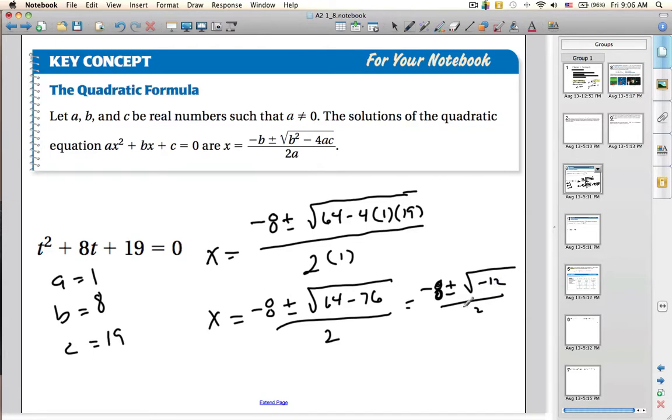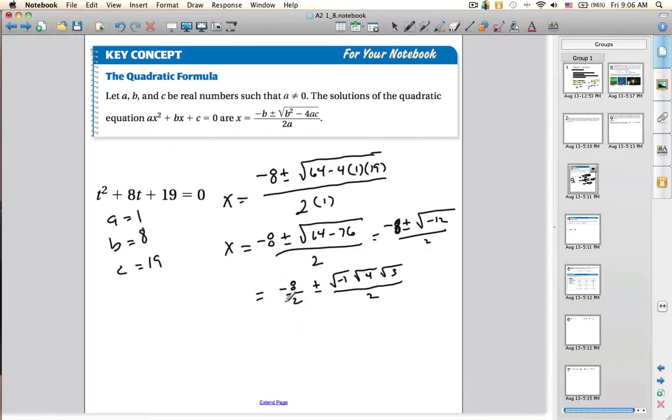Now I want to look at simplifying my radical, and I'm also going to distribute the division. If I have an item plus or minus another item and they're all being divided by a number, I can distribute division in the same way that we distribute multiplication. So I'll have negative 8 over 2 plus or minus, the sign doesn't change, the square root of negative 12. I want to factor out the negative 1. I'm going to factor out a perfect square, which is 4, and the remainder is 3, and all of this is over 2.